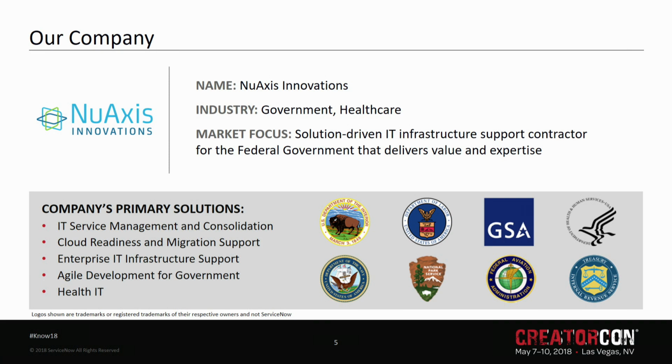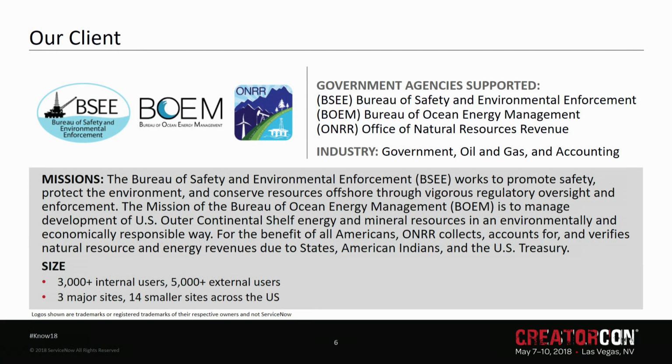Casey and I are actually employed on a contract for the Department of Interior. Do you guys remember the Deepwater Horizon incident a while back? The accident. They made a movie about it. As a result of that accident, the agency formerly known as MMS was split up into 3 different bureaus: the Bureau of Safety and Environmental Enforcement, the Bureau of Ocean Energy Management, and the Office of Natural Resources Revenue. Combined, we support all 3 of those agencies at the moment. We're talking about 3,000 or so internal employees and about 5,000 external employees, with 3 major sites and 14 smaller sites spread out across the country.